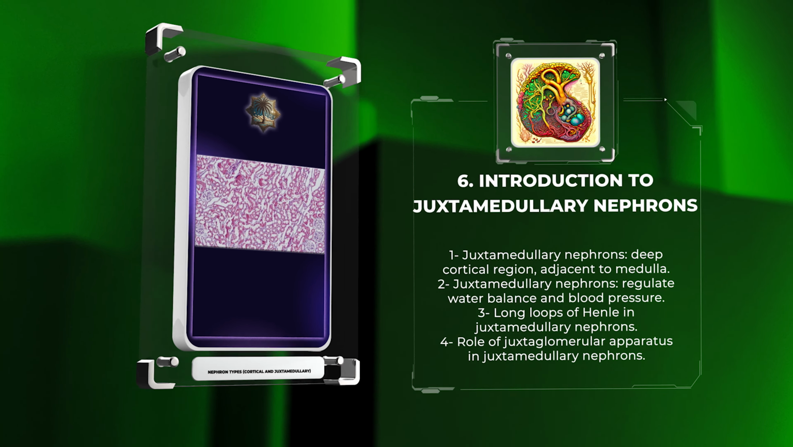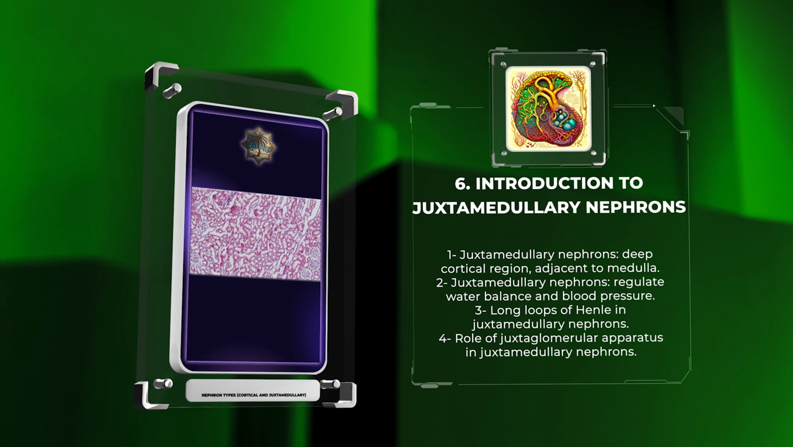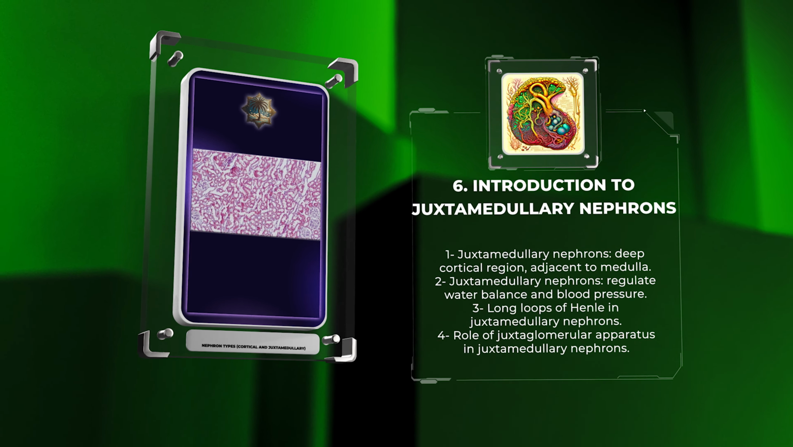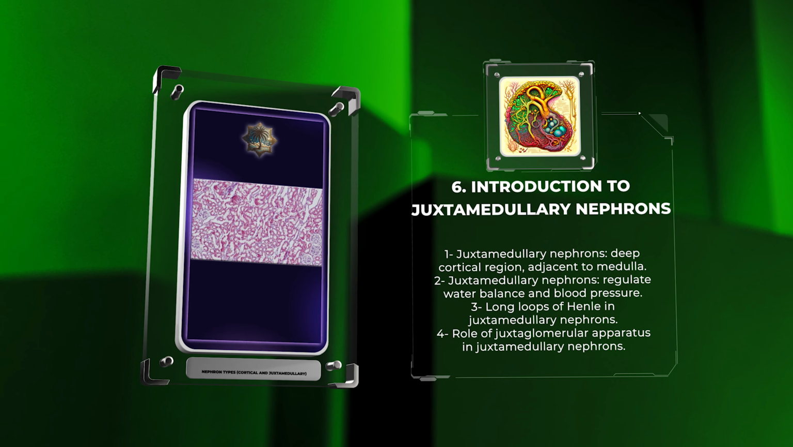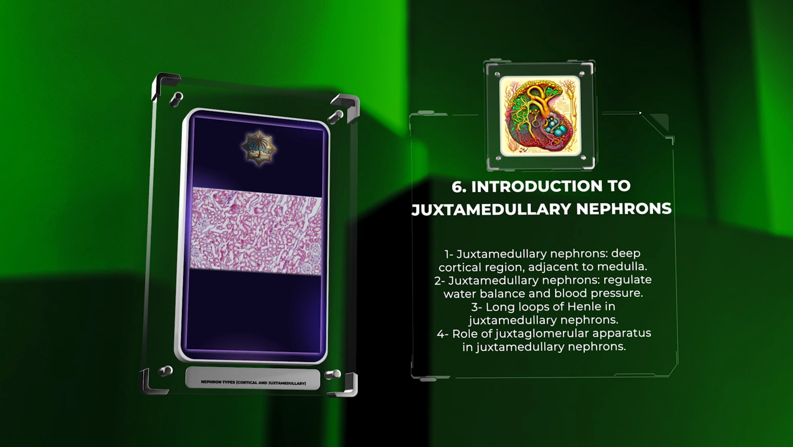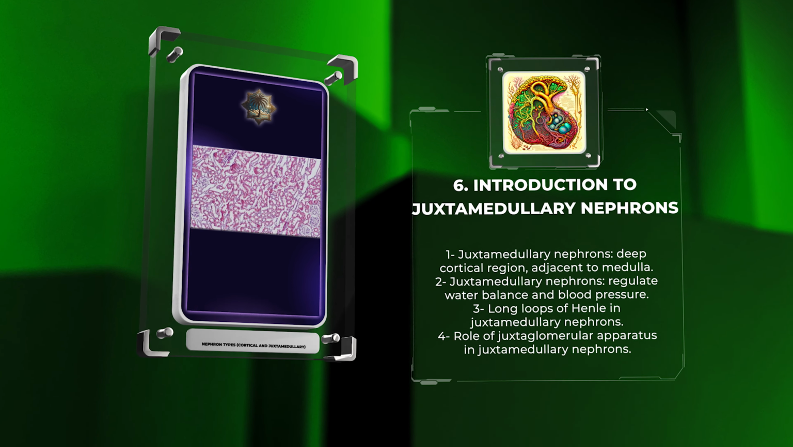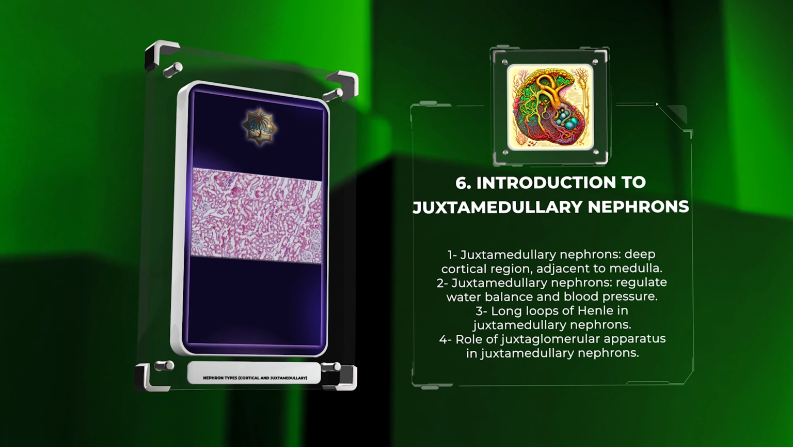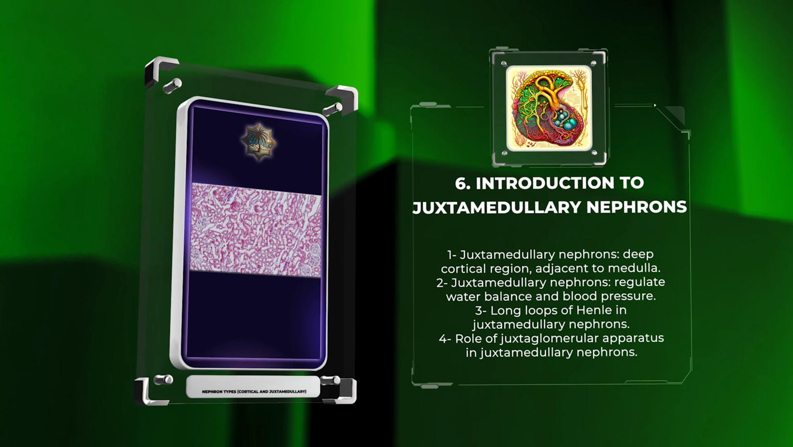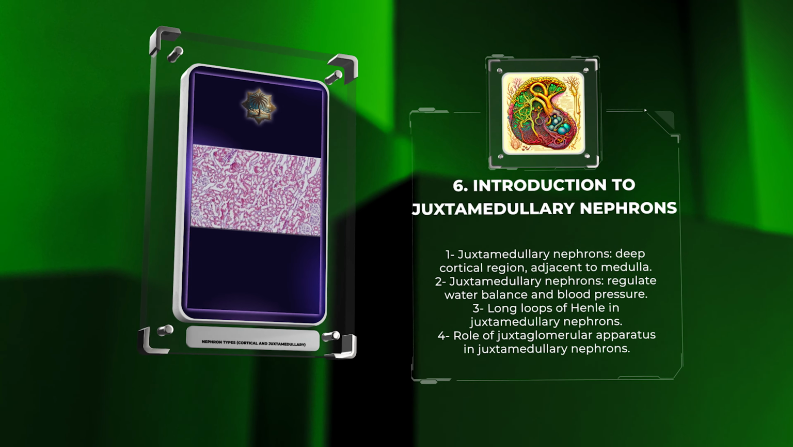These nephrons are characterized by their unique anatomical adaptations that enable a greater concentration gradient establishment. They play a crucial role in regulating water balance and blood pressure. The juxtamedullary nephrons possess long loops of Henle, extending deep into the medulla, which aids in establishing and maintaining the osmotic gradient within the interstitium.